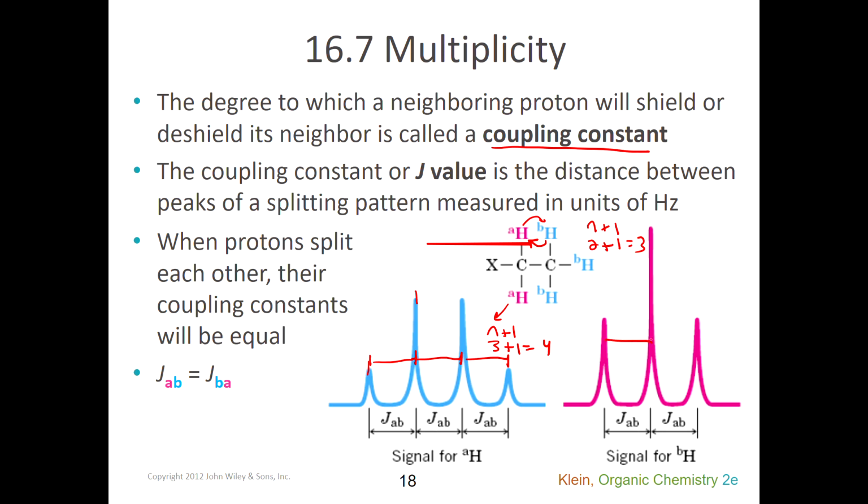And the coupling constant here, the distance between these peaks, is the same distance as the distance over here. And so what that means is when hydrogens are splitting one another, they have to do so with the same coupling constant.